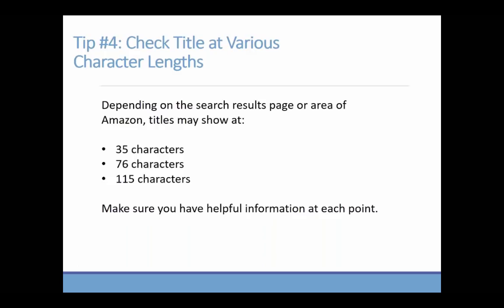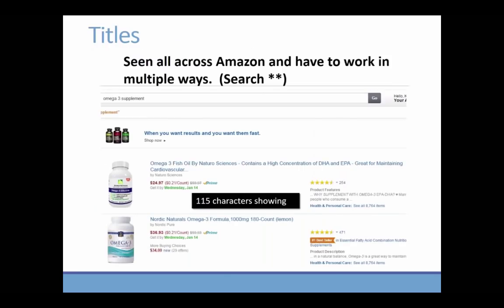And here's why. This is a screenshot of Amazon with the standard search results page. If someone went into the top box at Amazon, the search query box, and typed in omega-3 supplement, this is something that they might see. And you notice that this title on top has been cut off. There's an ellipsis. This is showing around 115 characters.